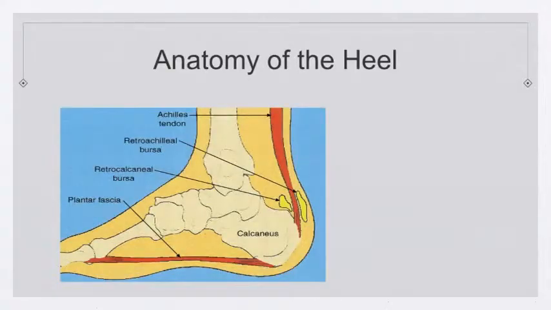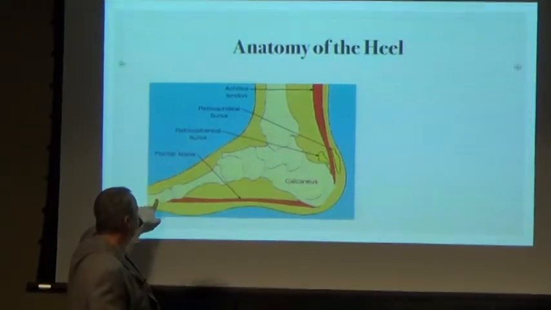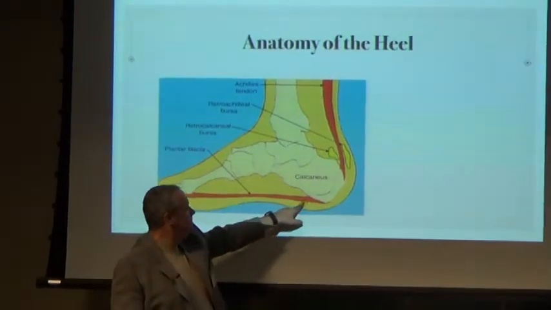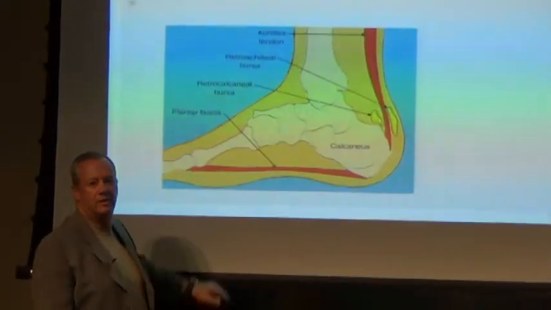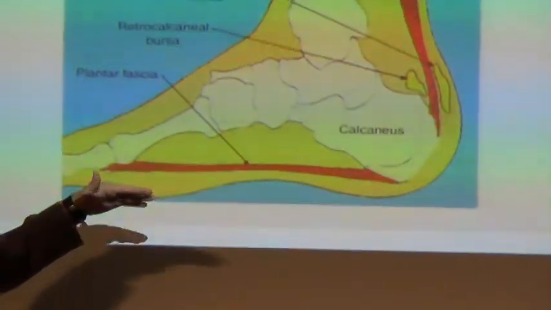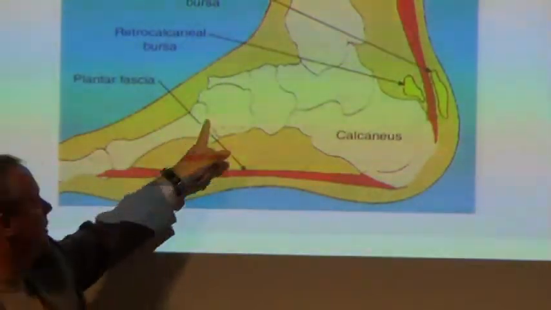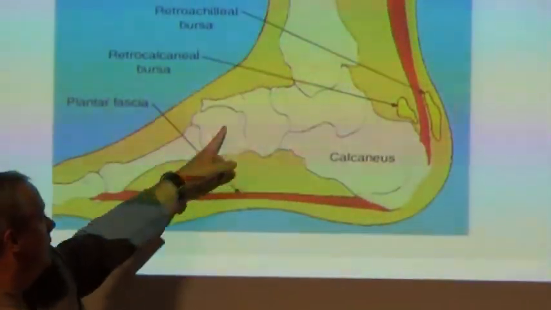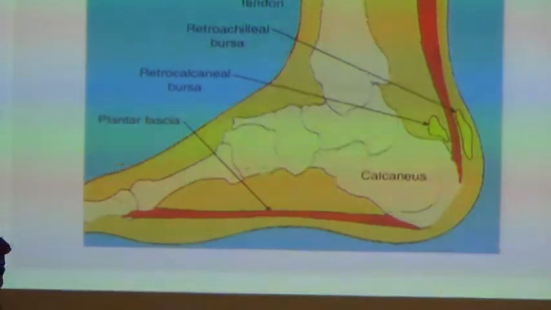A little bit of anatomy of the heel before we get started. This is kind of like a side view of the heel. Here's the heel bone. There's the talus. Here's the leg bone that goes up into the ankle, going down to the foot. This big red thing here is called the plantar fascia. It's a big supporting ligament on the bottom of the foot, and its sole purpose is to keep this nice little arch that we have up into the foot.